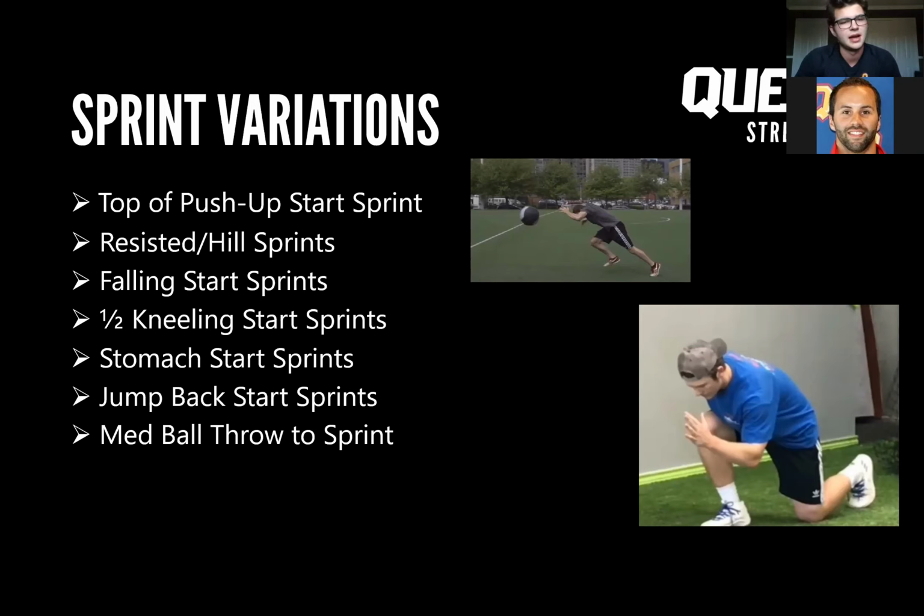Falling start sprints help us with our forward lean. Half kneeling start sprints, again, allow us to get that knee drive. Stomach start sprints, exactly the same thing, where we can start to move forward and get the knee drive and back leg extension that we want. A jump back start sprint is where we can jump back and get into that position where we have one leg out in front of us, and we can drive our knee and extend our back leg. And a med ball throw to sprint can help us to create that horizontal power output and start moving at the speed we want.